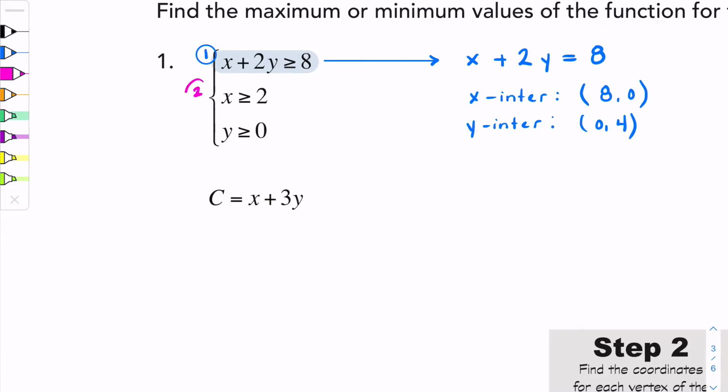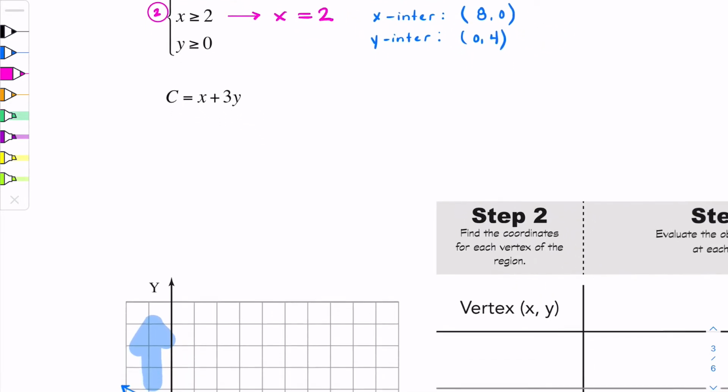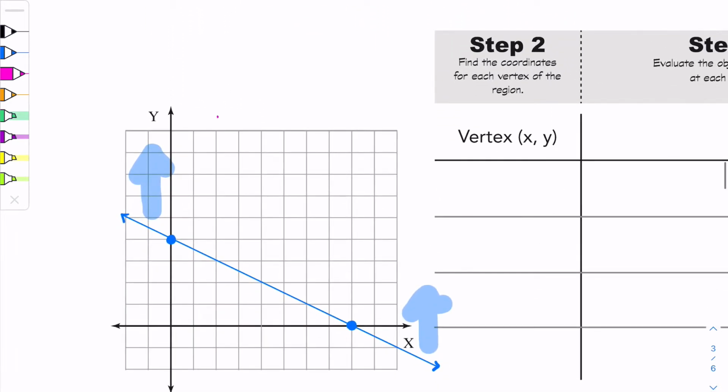The next line that we're graphing is x is greater than or equal to 2, which when we graph as an equation is at x equals 2. The line x equals 2 is located here. It is a vertical line. Anytime you have x equals and then a number, as far as the equation goes, that's always going to be a vertical line. You can also think to yourself, what line has every point with an x value of 2? So every point that I just graphed has an x value of 2.